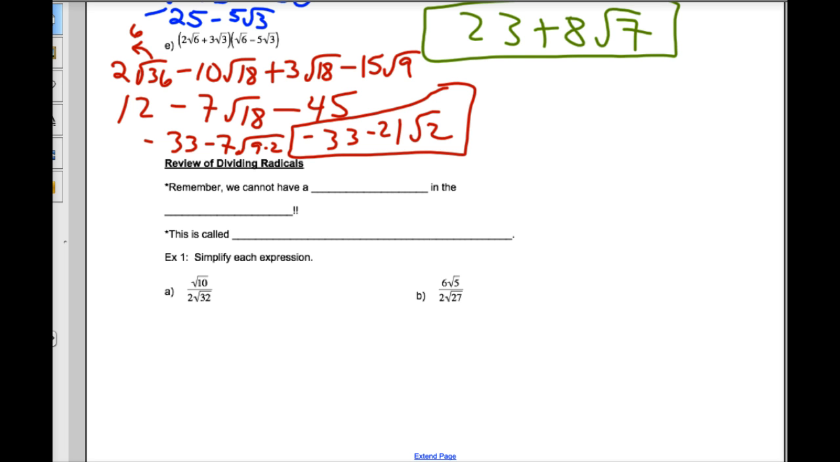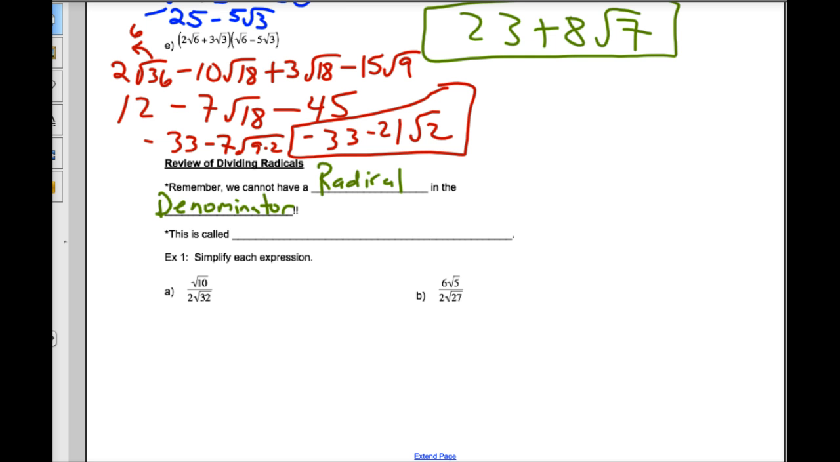Hey, we cannot have a what in the what? A radical in the denominator. Exactly, a radical in the denominator. You can't have a rock in your heart. Why would you not want to have a rock in your heart? That wouldn't be healthy. We have heart stones, kidney stones.